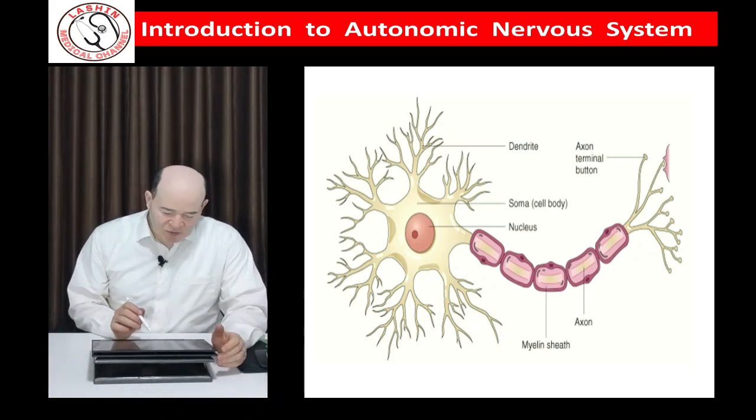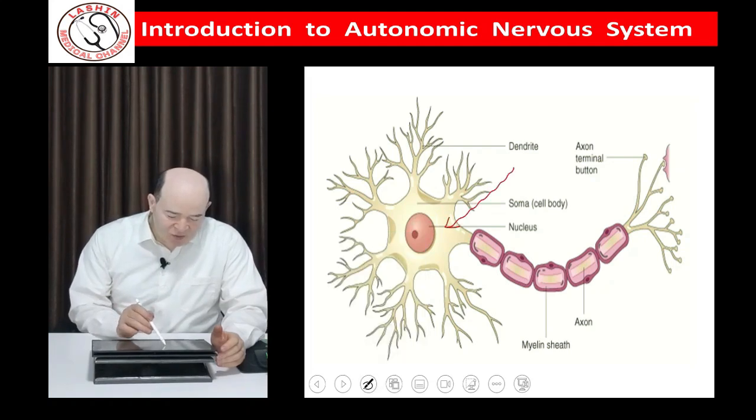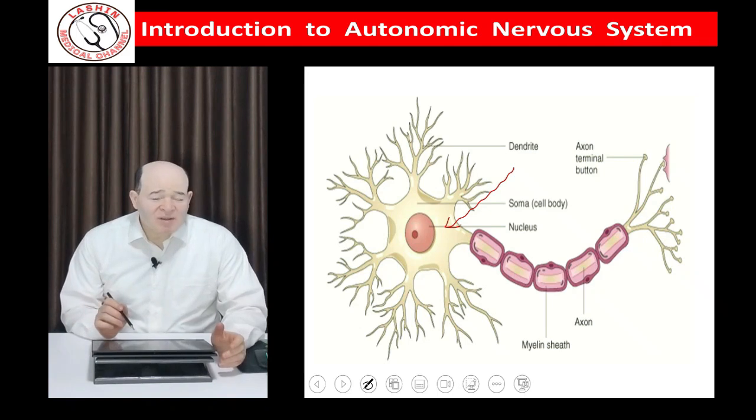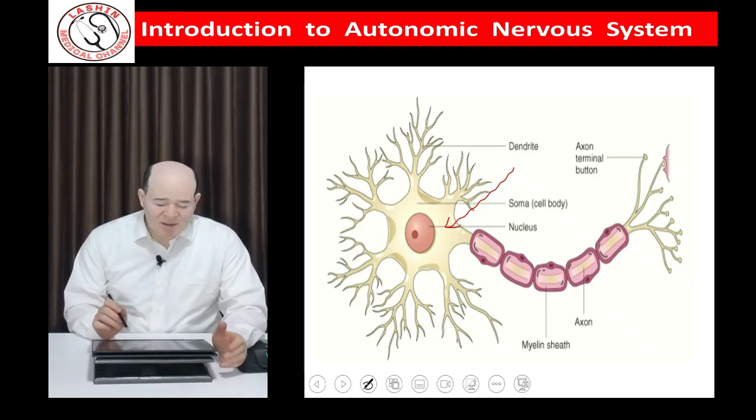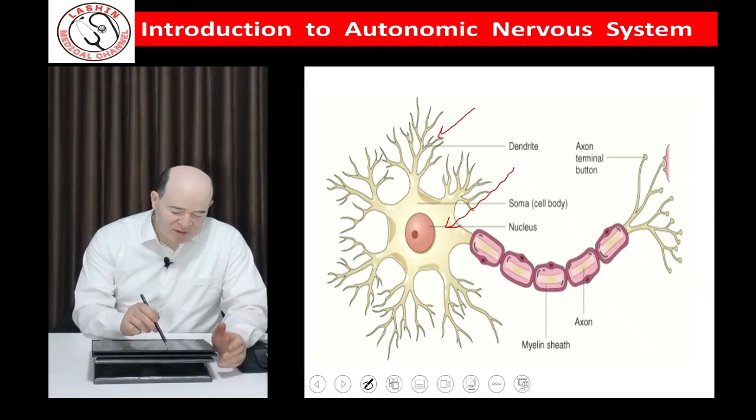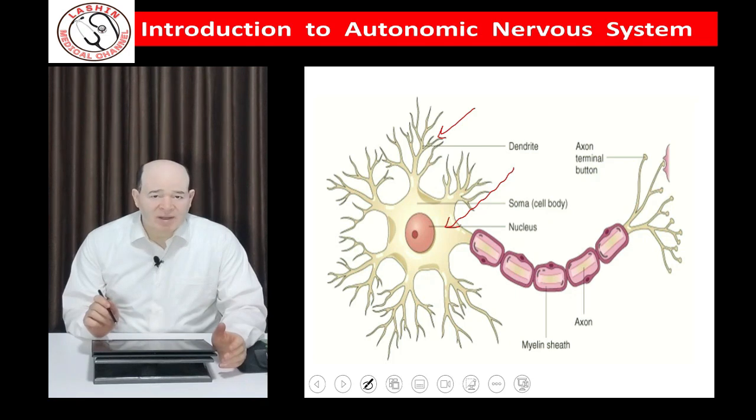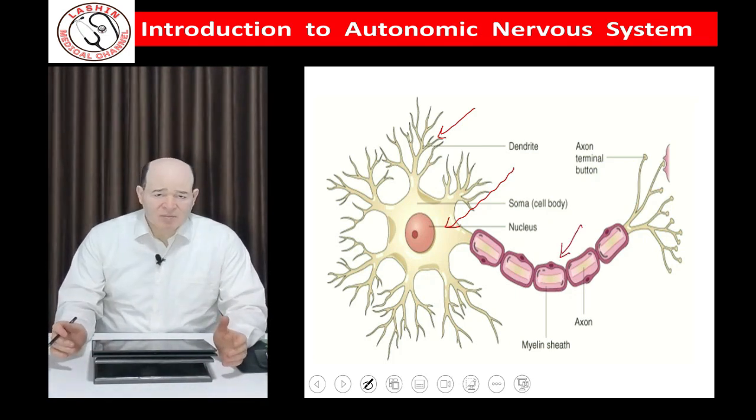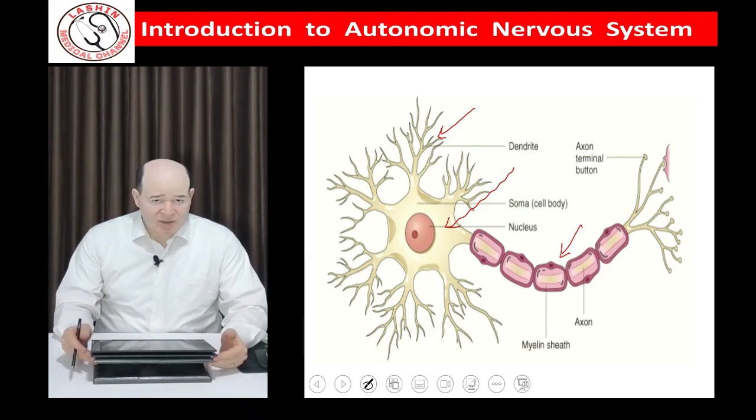As we know, the neuron is formed of two main parts. The first part is the cell body or the soma. The second part is the cell processes, and the cell processes are of two categories. The first is the dendrites, the second is the axon. There are some differences between the axon and the dendrites.